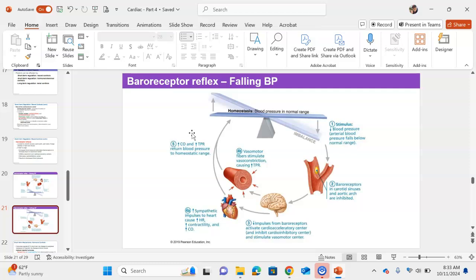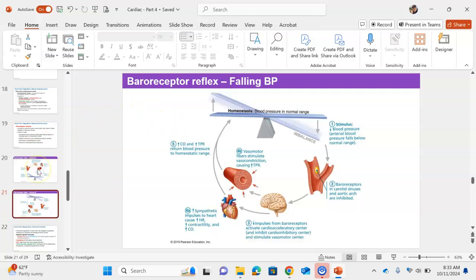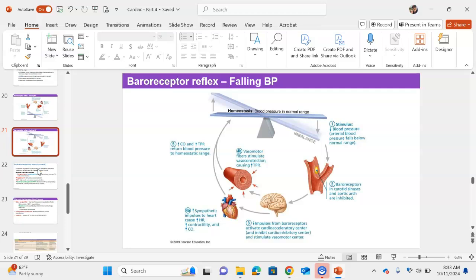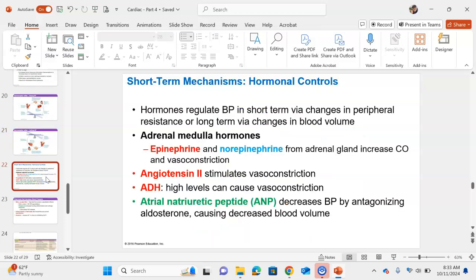Okay, so the baroreceptor reflexes for rising and falling blood pressure. Short-term neural mechanisms. Now, chemical controls are also very short-term, but they do have a pretty substantial impact, whether they're hormones or other types of chemicals. Epinephrine, norepinephrine. Okay, we've talked about those. They cause vasoconstriction. They are sympathetic hormones. And not only do they cause vasoconstriction, but they increase heart rate.